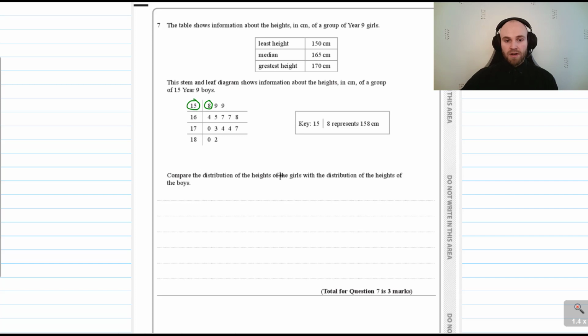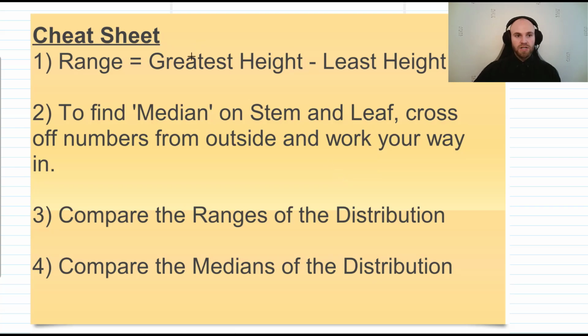Compare the distribution of the heights of the girls with the distribution of the heights of the boys. So we just go to the cheat sheet. Well, the range is going to equal the greatest height minus the least height. And to find the median on a stem and leaf diagram, you need to cross off the numbers from the outside and work your way to the inside.